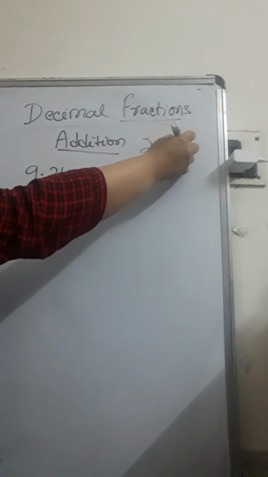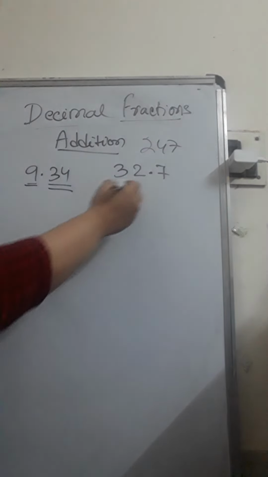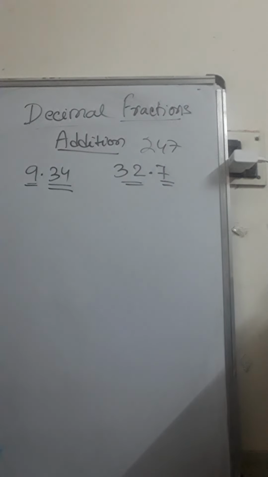Now, first of all, what is the difference between whole numbers and decimal numbers? The difference is that whole numbers only look like this, 247. They don't have any decimal places after that. But decimal numbers have both. They have a whole number part as well as, after the decimal point, decimal places or digits after the point. Here also they have a whole number part and a decimal part. So how to add these numbers?